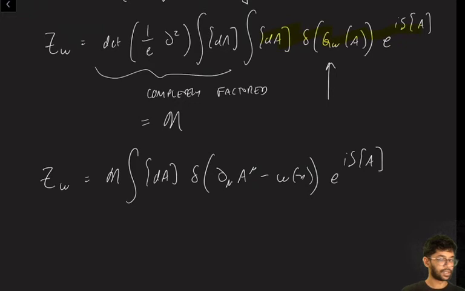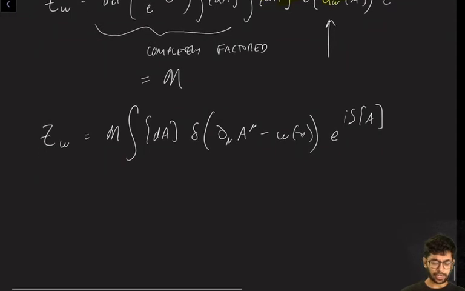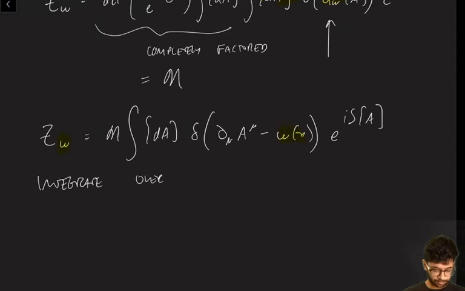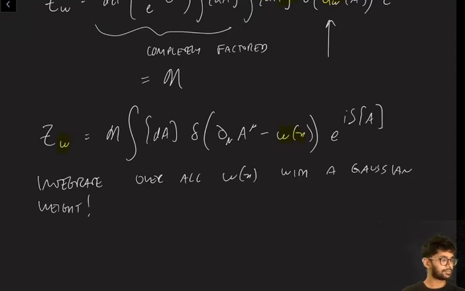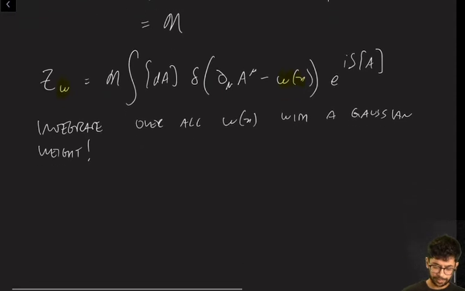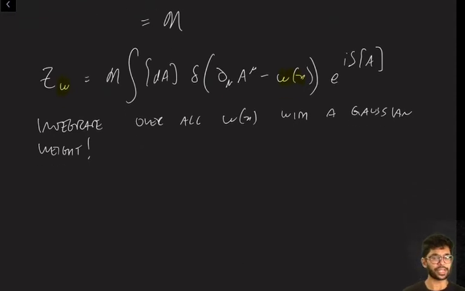Okay. So we are almost done. We're just going to do one more thing. Note that my notation suggests that things depend on omega, but at the end of the day, nothing should depend on omega, because omega is just a gauge fixing parameter. So what I'm going to do is the following thing. I'm going to integrate over all omega, with a Gaussian weight. Why not? Okay, you'll see why I'm doing it in a second. But let's just do that.